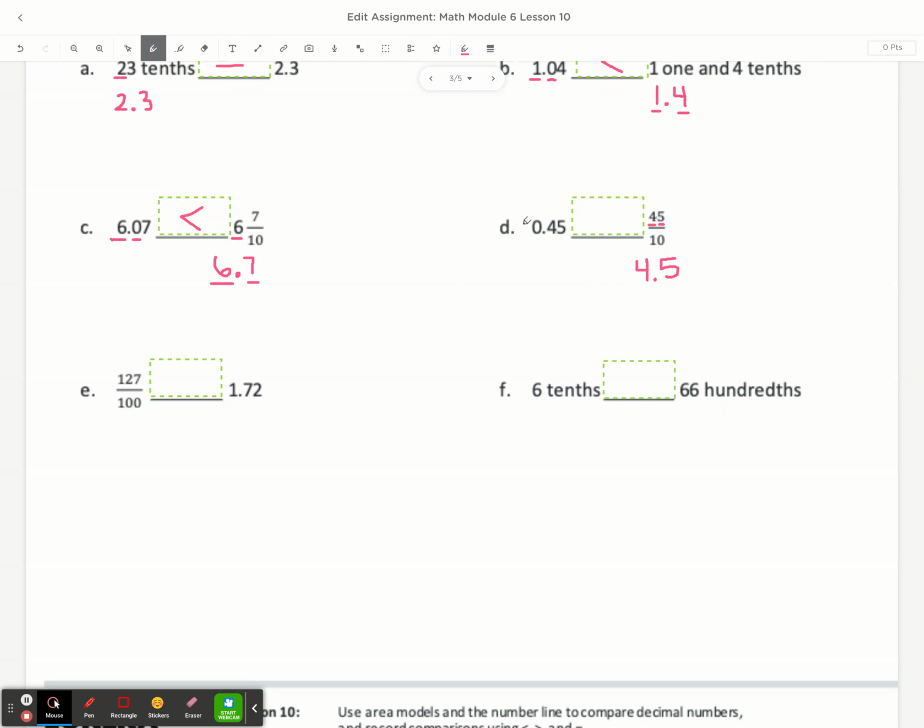And now again, I can go ahead and compare 0.45 to 4.5. And I'm going to start in the place value that is furthest to the left, which is the ones place. I have 0 ones versus 4 ones, and right away I can see that 45 tenths is way bigger because it has 4 ones.